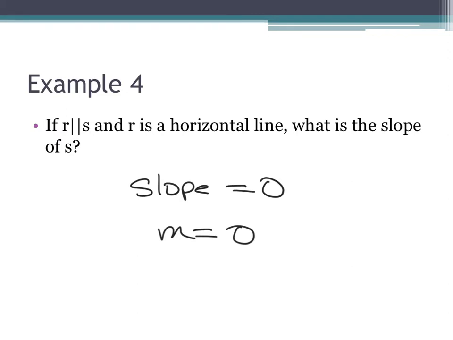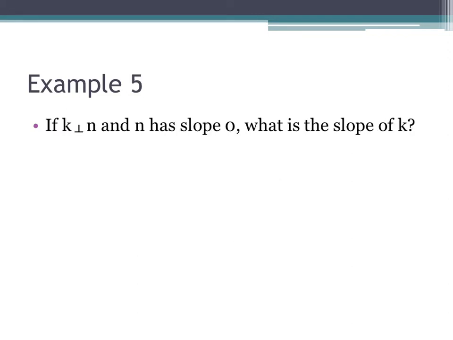Remember the letter m is slope. Let's try example 5. Now they're switching it up and testing the lines being perpendicular. So if K is perpendicular to N and N has a slope of 0, what is the slope of K? Well, this is telling me that N is going to be a horizontal line. So again, in order for K to be perpendicular, it needs to be vertical. So the slope of K must be undefined. Always remember a vertical line and a horizontal line together are perpendicular.